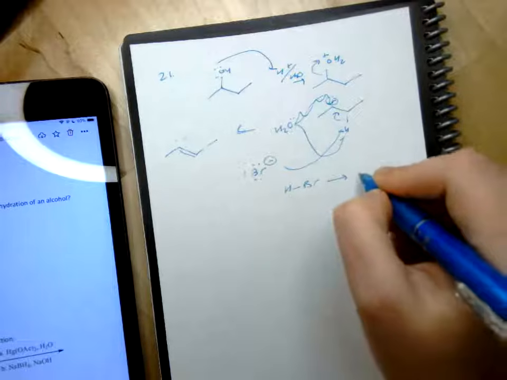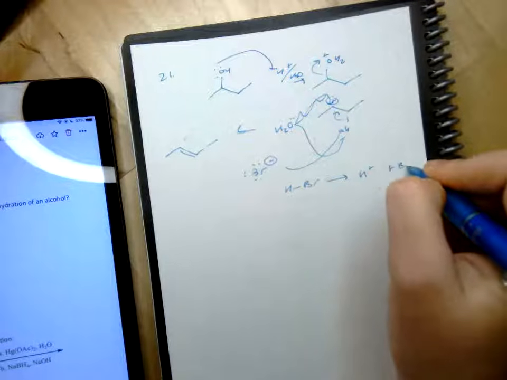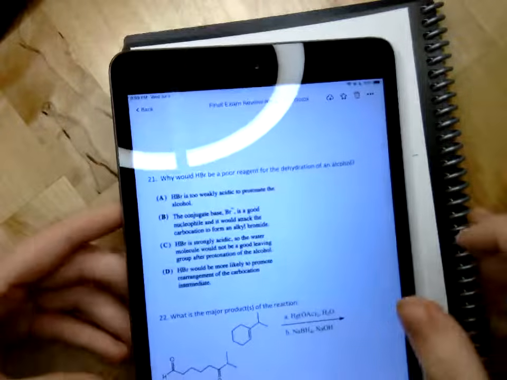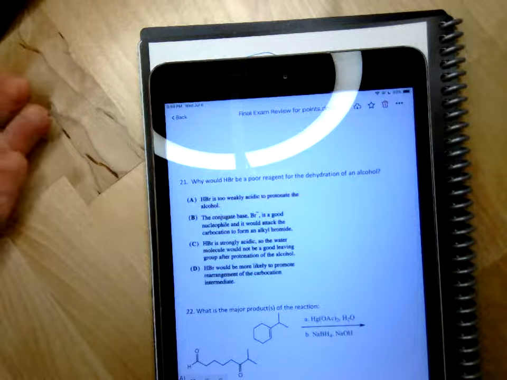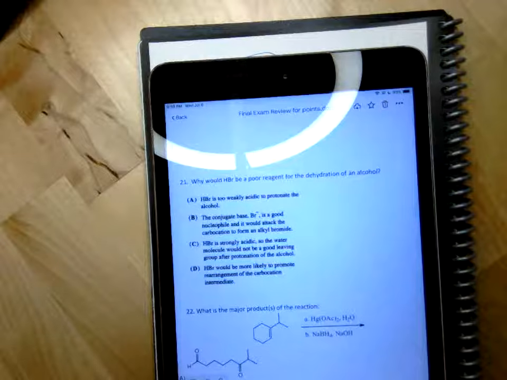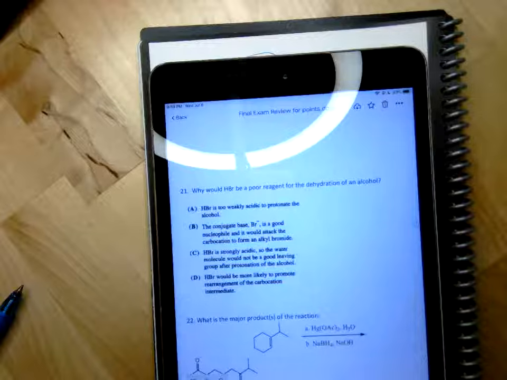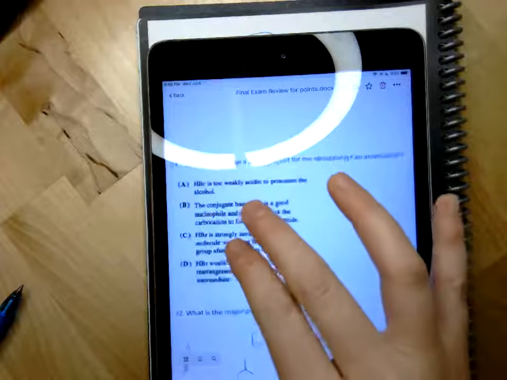This is a strong acid, so it dissociates to H plus and Br minus pretty easily, especially in water. So that's my thought: Br minus isn't a very good base, and it might even want to attack. So my answer choices: A, HBr is too weakly acidic to protonate the alcohol. I don't think that's true. It's a strong acid, so you can eliminate that.